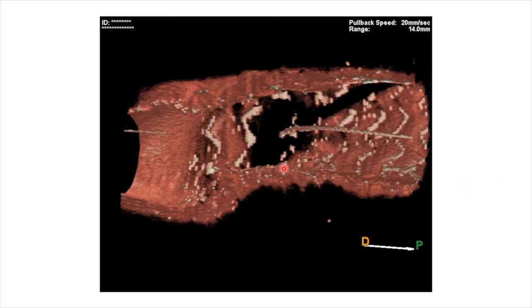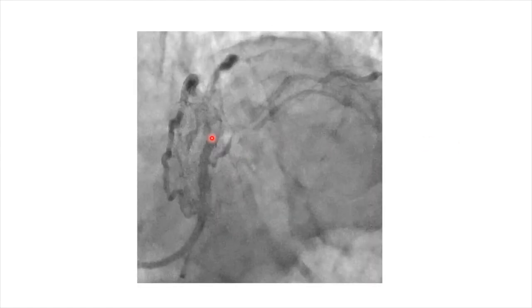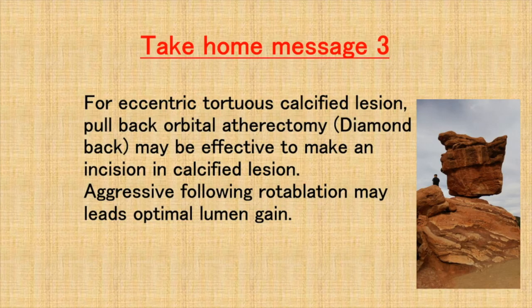3D OFDI shows the circumflex orifice wide open. The final angiogram shows a good result. The circumflex orifice looks okay. For an eccentric tortuous calcified lesion, pullback orbital atherectomy, Diamondback, may be effective to make an incision in the calcified lesion. Aggressive following rotational atherectomy may lead to optimal lumen gain.